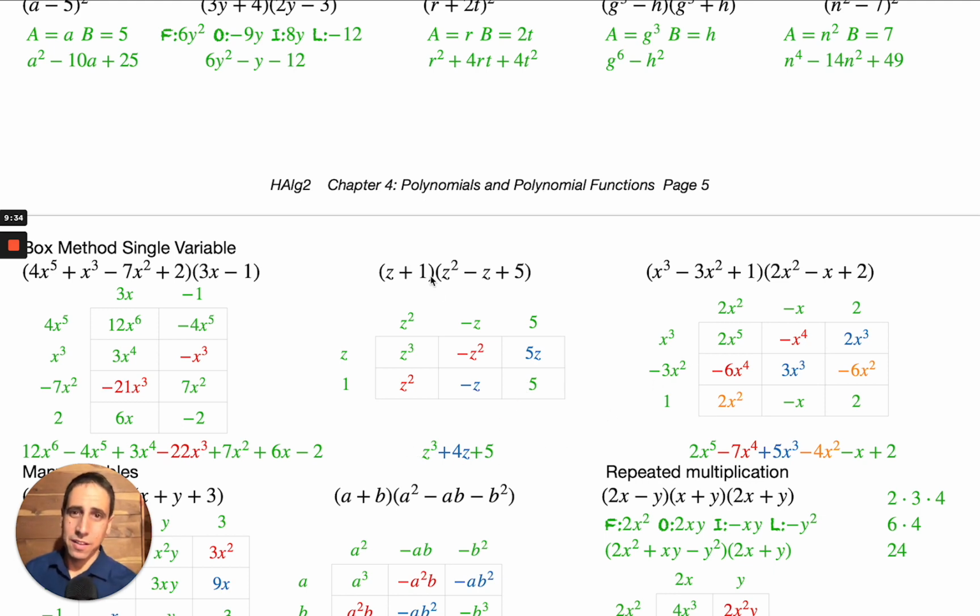Now, like I said, if you wanted to, you could draw an arrow from this z to these 3 terms, and an arrow from this 1 to these 3 terms, and organize yourself that way. And there are people who do it and prefer that method.